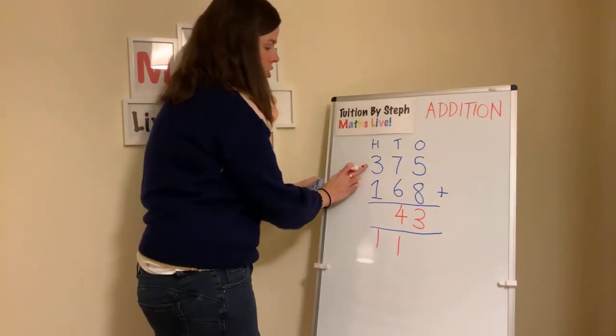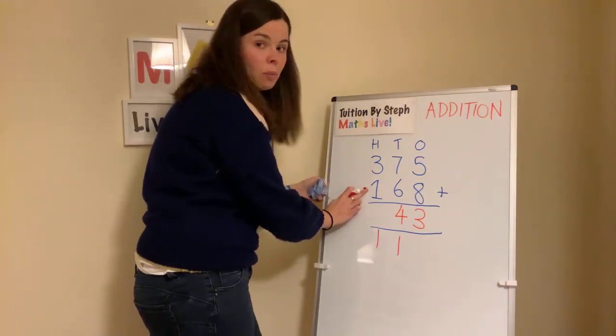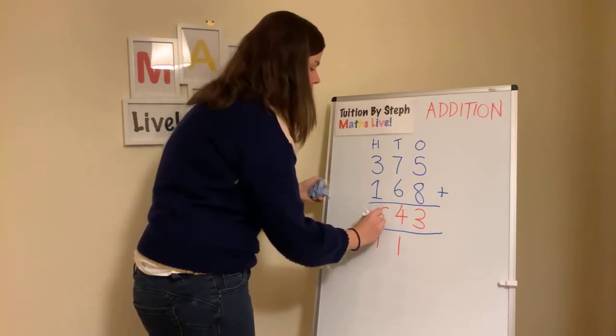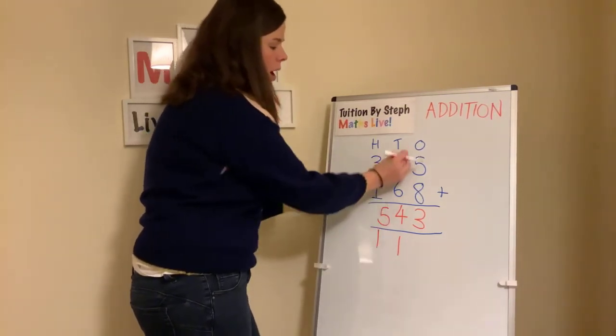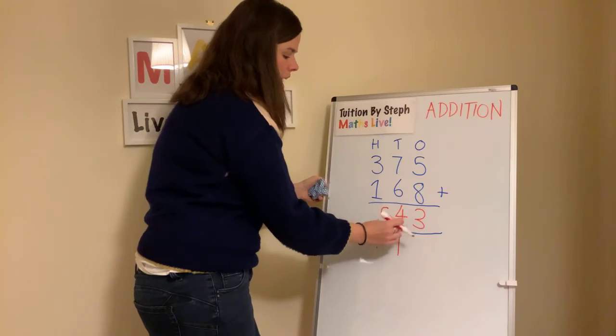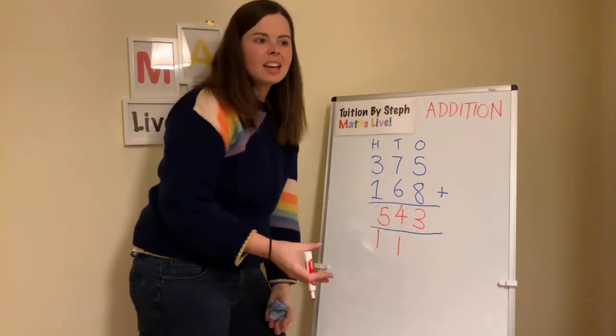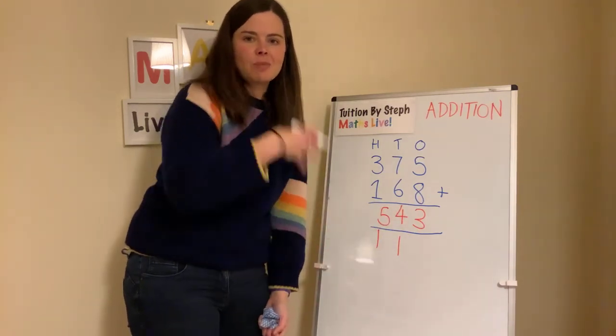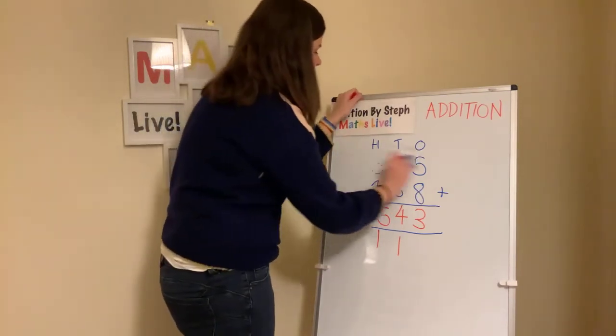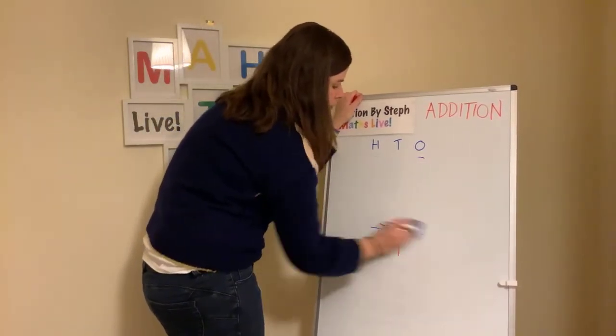And then in your hundreds, you've now got 3 and 1, which is 4, plus the 1, which is 5. So what happened there is that we had essentially 14 tens, and 14 lots of 10 goes into the hundreds. Okay, do another example.